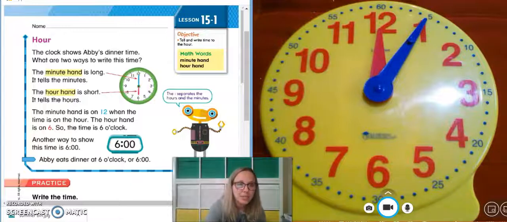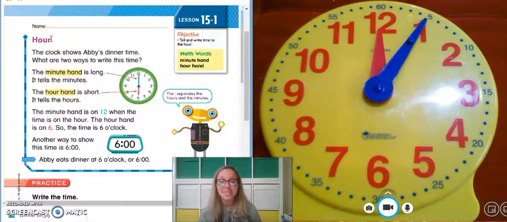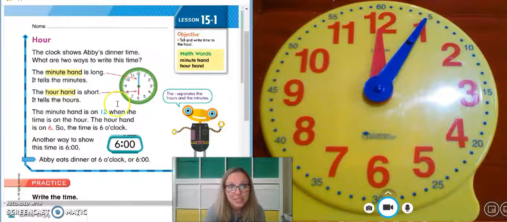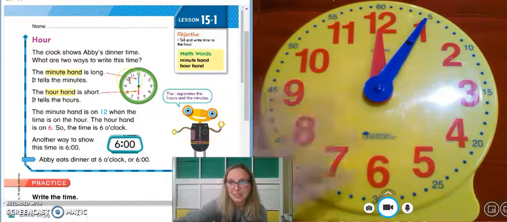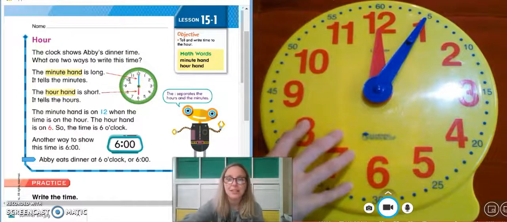All right, so over here at the top of this page, it says hour, and we are going to be telling time to the hour. Okay, so it says the clock shows Abby's dinner time. What are 2 ways to write this time? So if you look on this clock, this is what we call the analog clock, and that's what this clock is here, an analog clock.